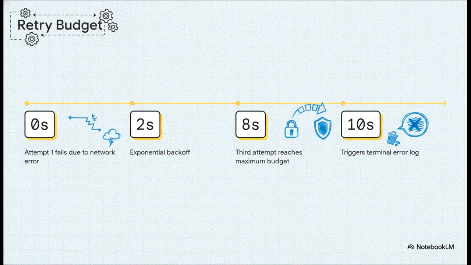So attempt 1 fails, you back off. Attempt 2, back off longer. After that 3rd attempt hits the max budget, you trigger a terminal error log. This gives you resilience against temporary network blips without masking real persistent defects.